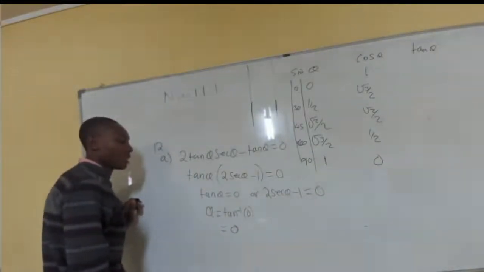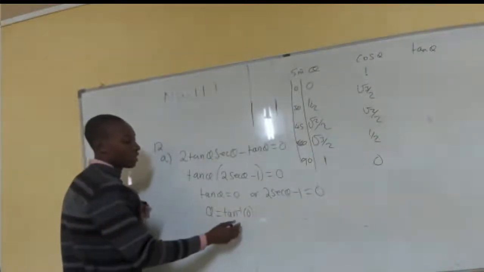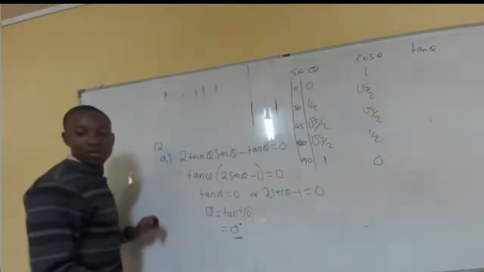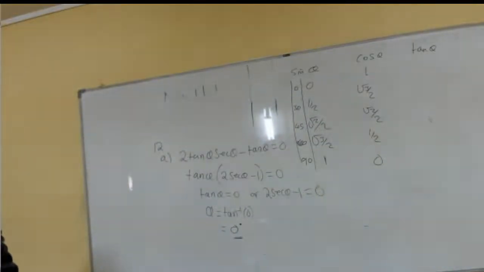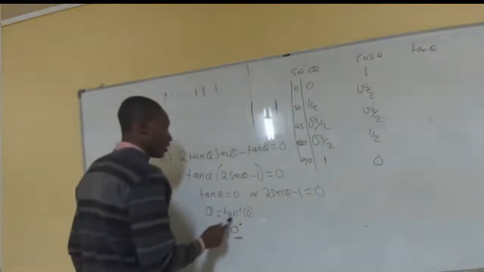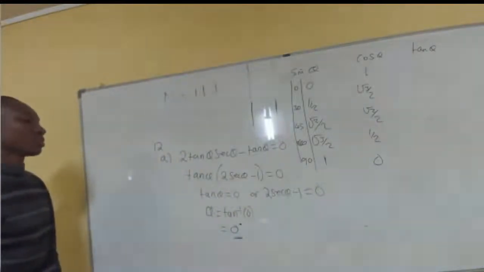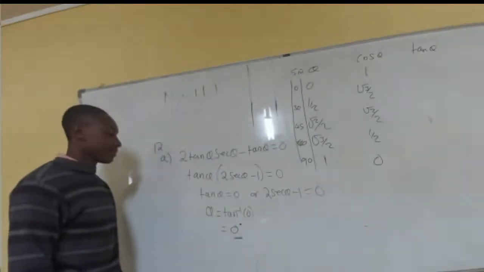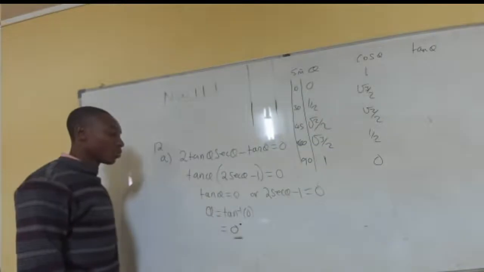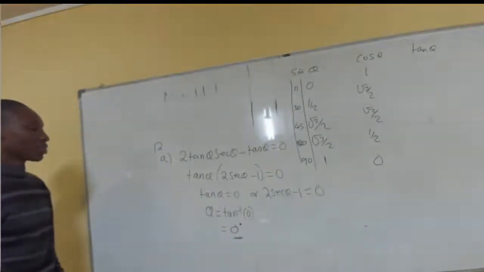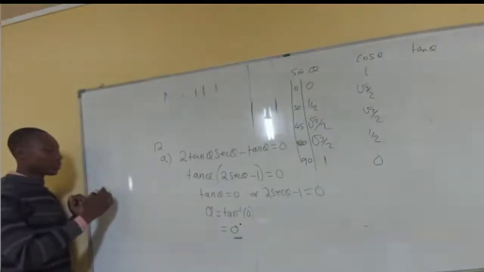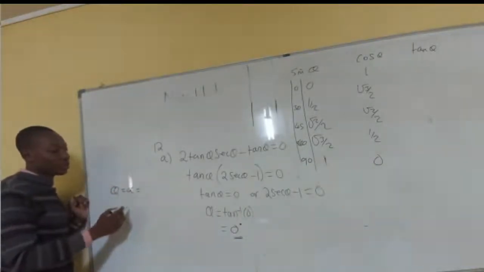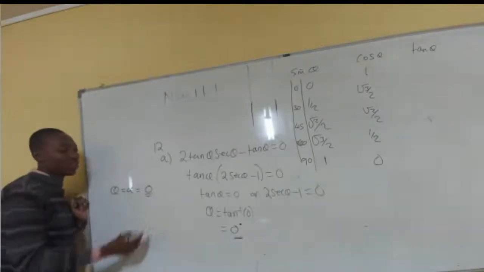Apart from that, it doesn't end here. We also want to know in which quadrants tan is positive. Tan is positive in the first quadrant and also in the third quadrant. If you consider the first quadrant, theta is equal to alpha. So we have 0 degrees as theta.